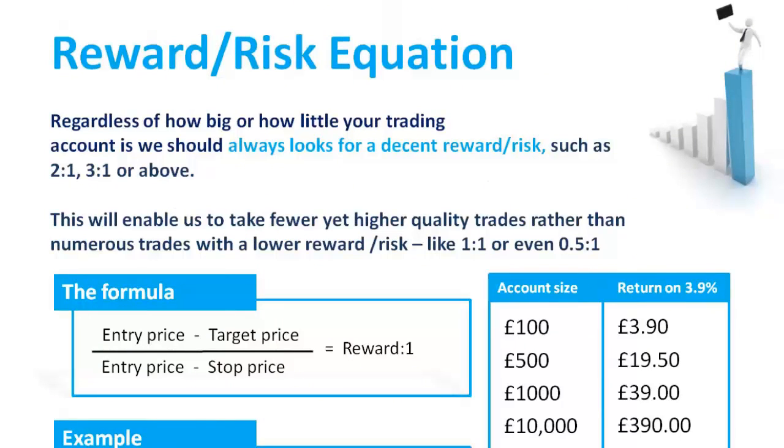So, if we've got a reward to risk criteria, the minimum of a 3-to-1, it also puts us under less pressure to take trades just for the sake of hitting an arbitrary monthly target.